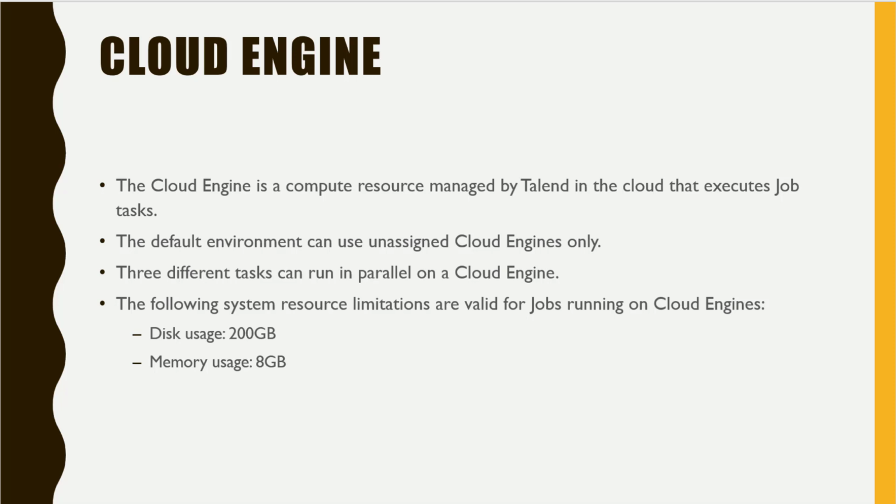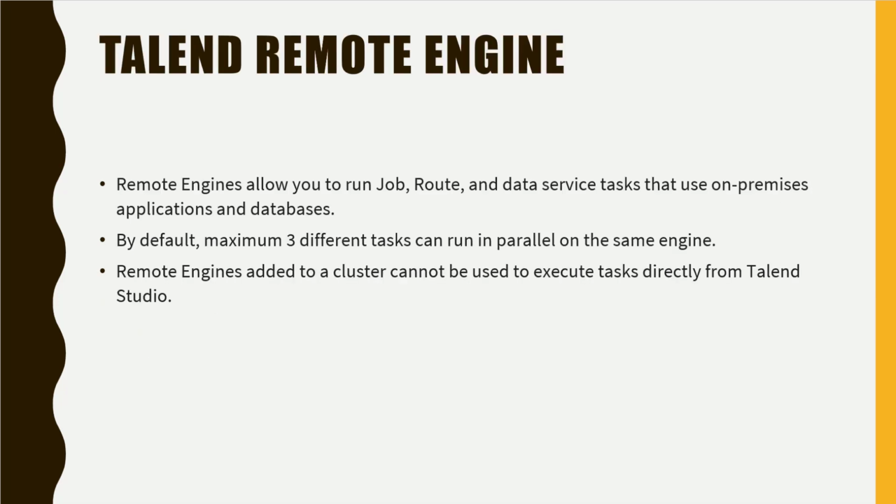That's about Cloud Engine. Then we have Talend Remote Engine, which is what we are going to set up in this particular lecture. Remote engines allow you to run job, route, and data service tasks that use on-premise applications and databases. By default, maximum 3 different tasks can run in parallel on the same engine. Remember, this says by default. It doesn't mean that's the maximum number of tasks you can run in parallel on the same engine. This is by default. There is a difference.